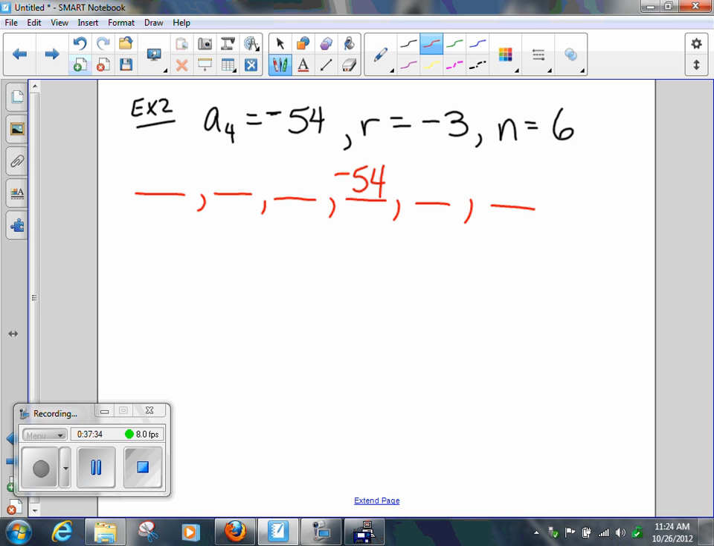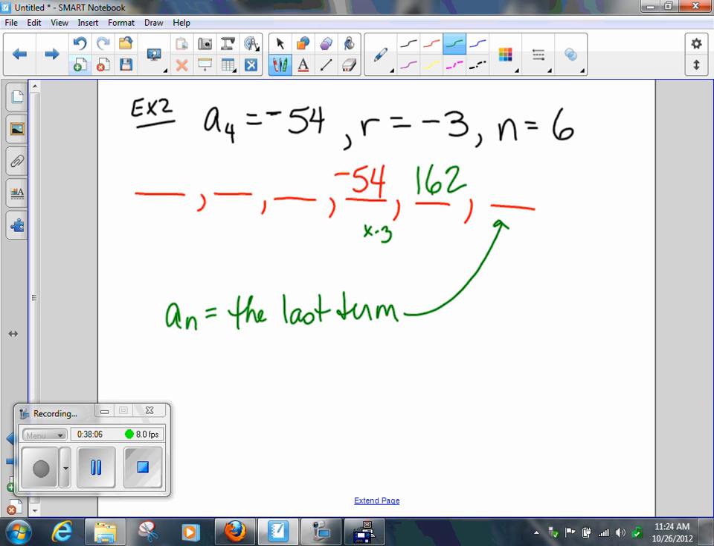So, talk to me. Negative 54 times negative 3, because what are we looking for? We're looking for the nth term. Well, folks, what is the nth term? It's the last term, which is here. What's negative 54 times negative 3? 162. Positive 162 times negative 3 is what? Negative 486.